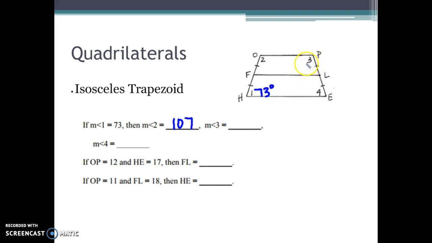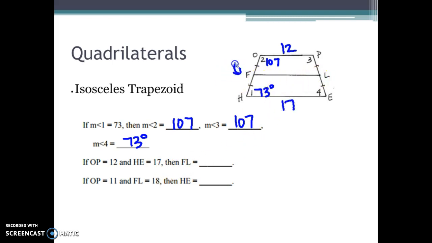Then angle 2 is 107. Angle 3 and angle 2 are congruent, so that means angle 3 is also 107. And then angle 4 and angle 1 are congruent, so angle 4 is 73. Alright, then we have OP is 12, so that's the top side up here. HE is 17. We want to find what FL is.